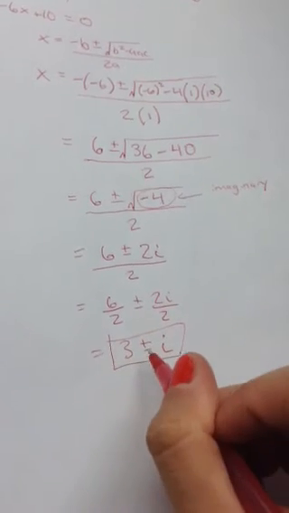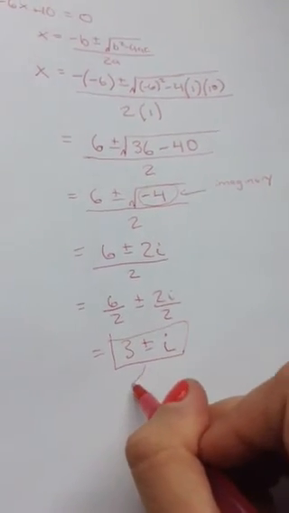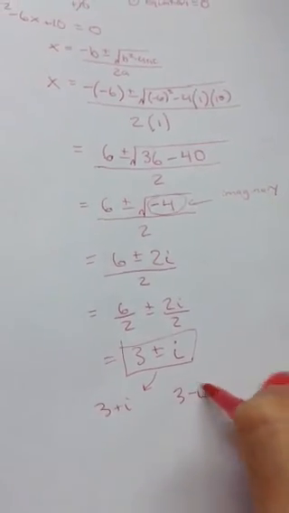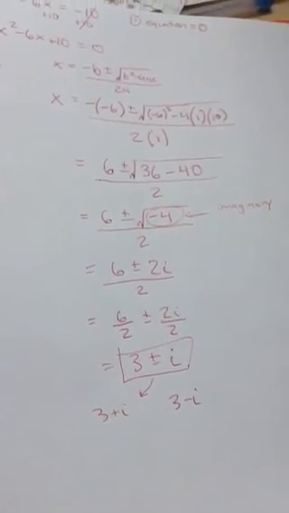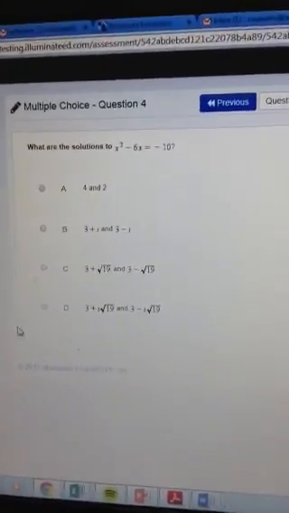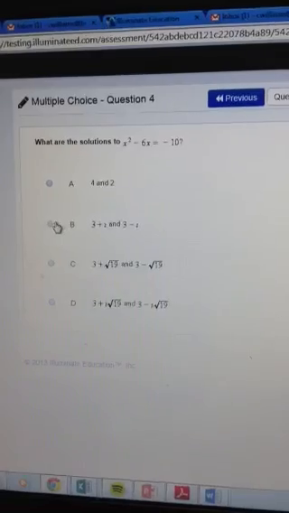So I have two answers here because of my plus or minus. One answer is 3 plus i, and the other answer is 3 minus i. And going back to our answer choices, that means B would be our answer.